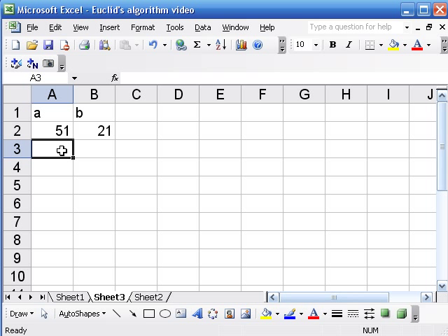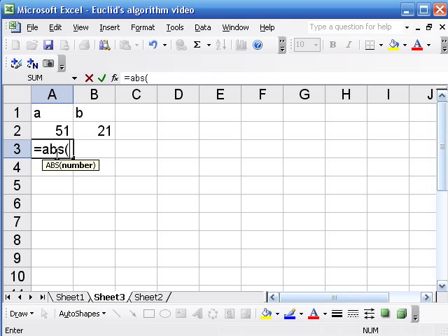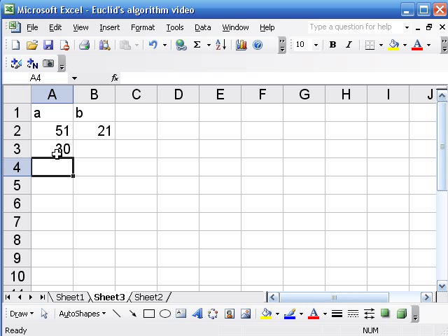Okay, so I'm going to take the difference here, and because it might be later on in the process that we don't have a bigger number in column A than in column B, I want the difference of the larger number minus the smaller number. So I'm going to put this in the absolute value function, ABS, and then I want the difference of cell A2 minus B2. The absolute value function just takes away the minus sign if it's negative. And that's what I want, bigger minus smaller. That's really the crux of the whole algorithm.